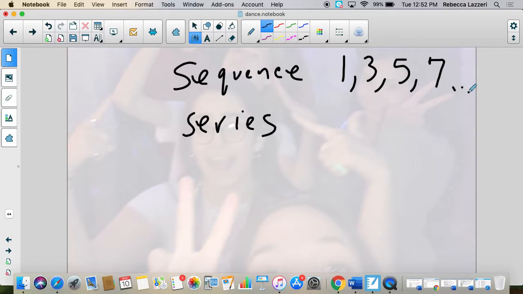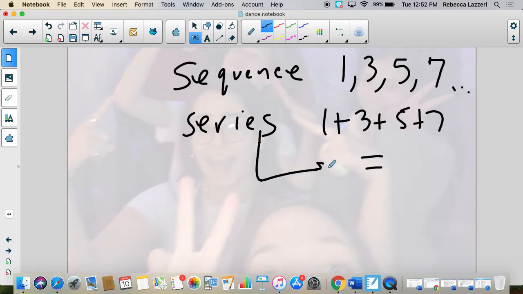Right now it looks like I'm adding by 2. A series of numbers has a plus sign in it, implying that you're actually going to add them together. So I can say find the sum of the series. If I use the word series, all of a sudden you're adding them together, okay? What I just did was add the first 4 terms together, and we call that the partial sum.